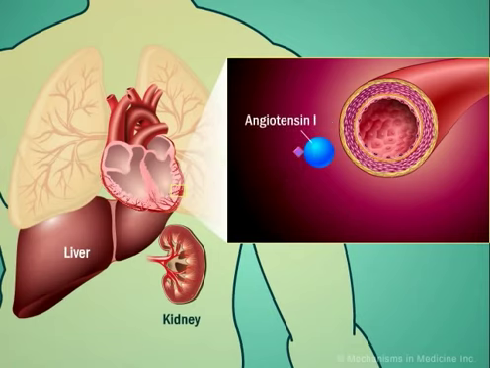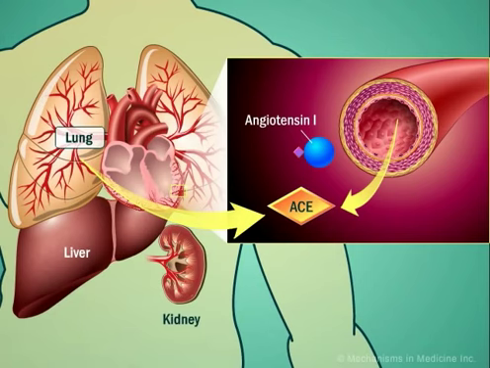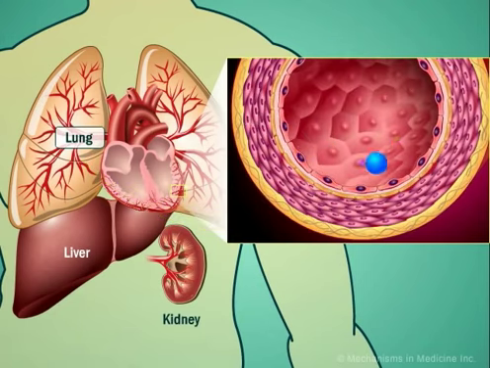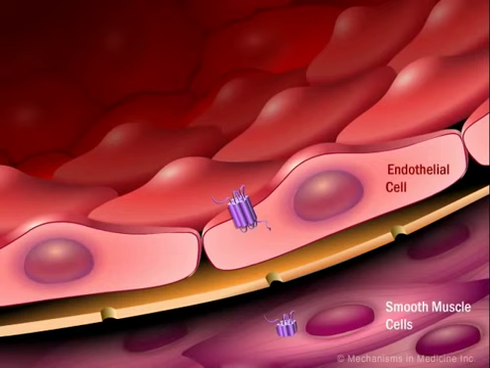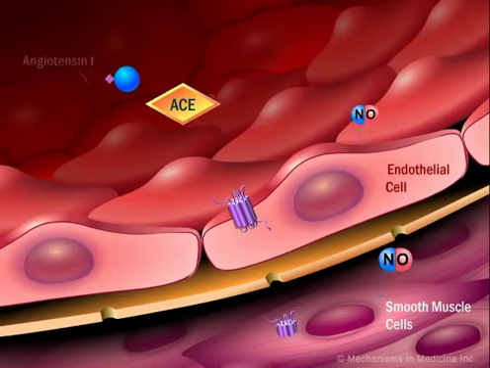Further transformation of angiotensin is carried out by angiotensin-converting enzyme, or ACE. This is predominantly found in the pulmonary circulation. However, ACE is also produced in the vascular endothelium of many tissues, including the kidney, adrenal gland, brain, and heart. The angiotensin-converting enzyme converts the inactive precursor angiotensin 1 into the vasoactive peptide angiotensin 2.